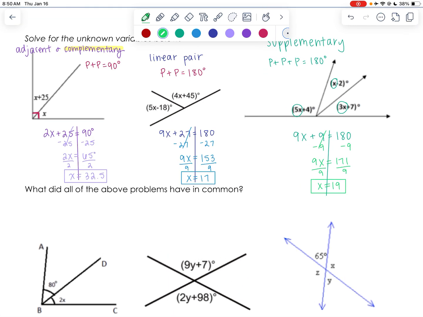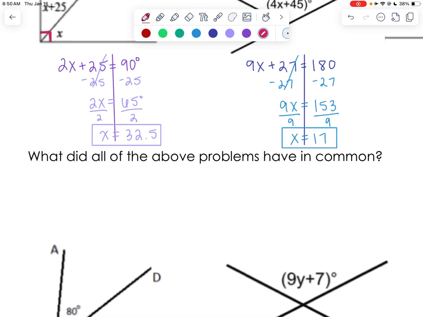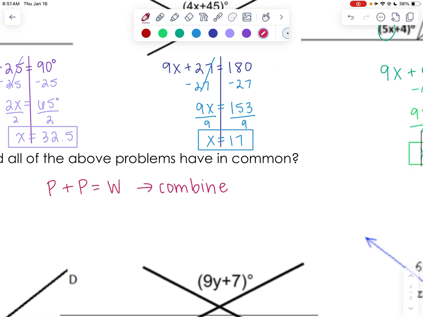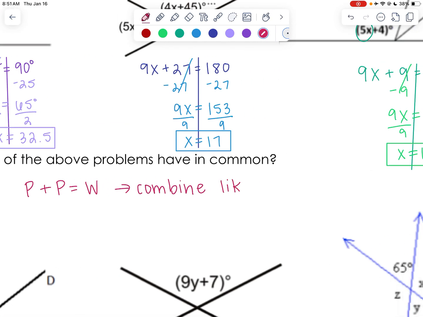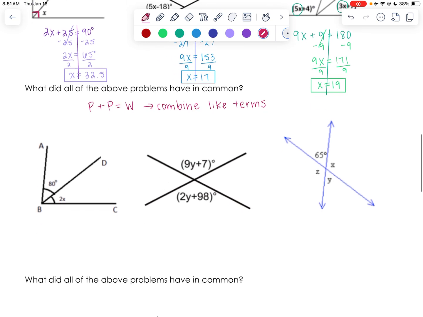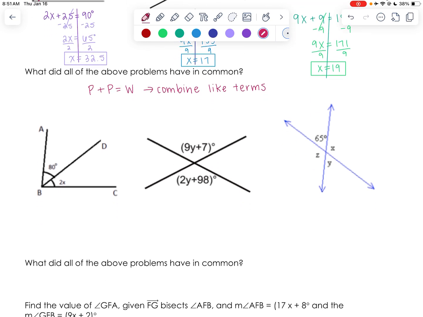So if you caught it, what did all of these above problems have in common? They only had a variable on one side because they were all part plus part. So anytime you have a part plus part equals whole problem, that means you're going to combine like terms and you'll have a variable only on one side. So what we're going to get into now is what if they're not part plus part?